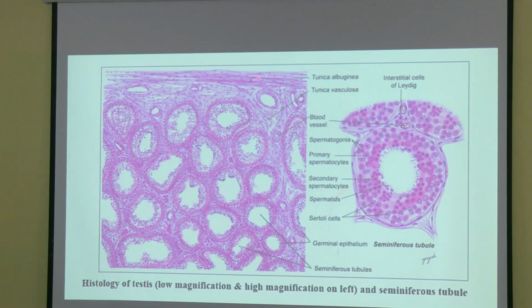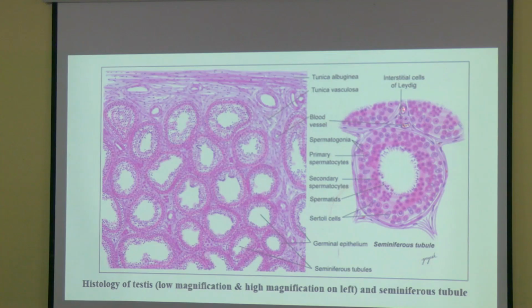First, what is this? Tunica albuginea. After that, can you see the tunica vasculosa? Next, what are these? These are the cut sections of the seminiferous tubules. Inside that you can see different cells present, that means spermatogonic cells and the Sertoli cells. Next, you can see the interstitial cells also, and these are the blood vessels.